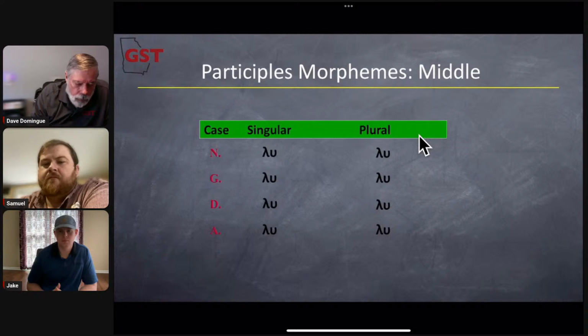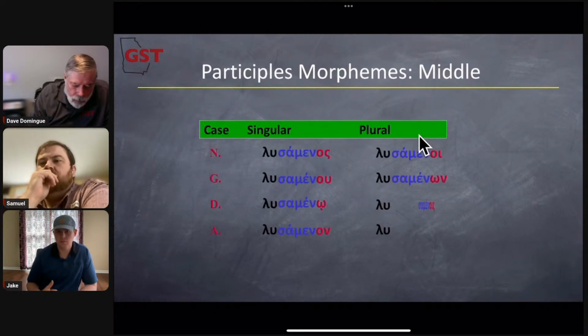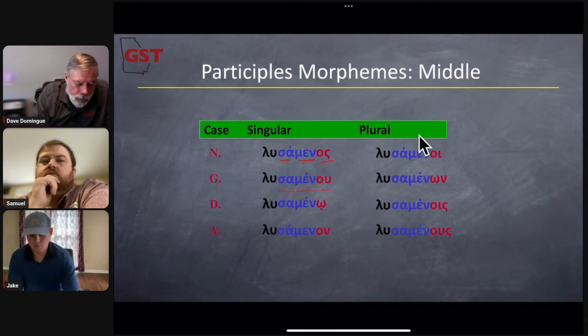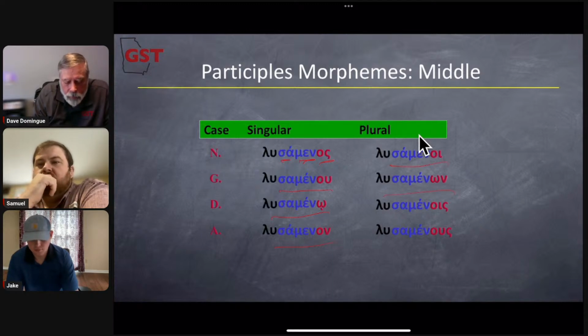Yeah. All right. So if we put it together, here's our middle, and in the middle we have our tense formative, and we have our meno with the menos, Lusamenou, Lusamenon, Lusamenoi, Lusamenone, Lusamenois, and Lusamenous. Same thing you've learned before. These are the two, we don't have the one here, but the 2-1-2 pattern, right? So this is the case endings for the second declensions.